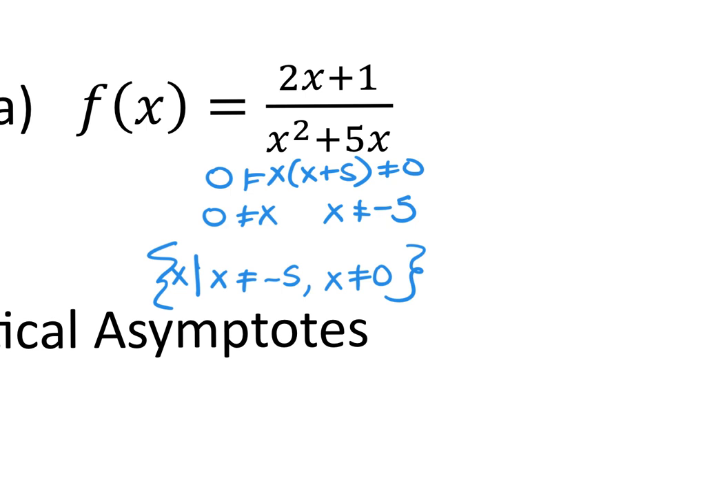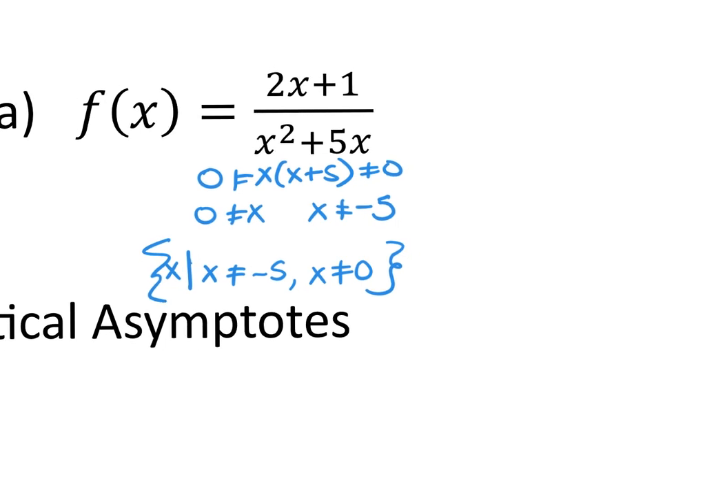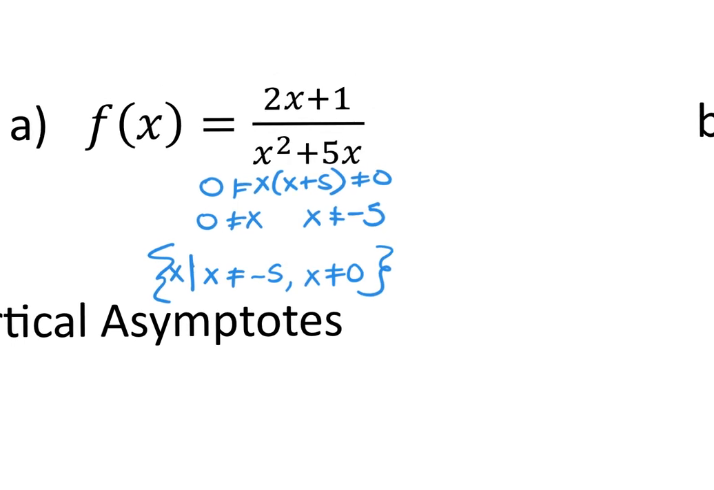Wait, so we're not putting it into like parentheses? You don't need to put that one in interval notation, no. So you just do the weird bracket looking thing? Well, that's read as x where, that's what the straight line means, x cannot equal -5 or 0.